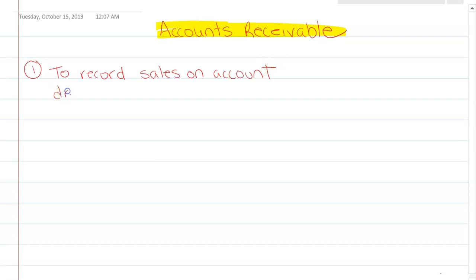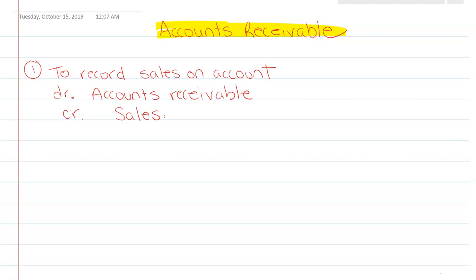So we'll end up debiting accounts receivable. And then we'll credit our sales. So that's when we sell something to a customer and we don't make them pay us the cash right away. We're just extending them credit.